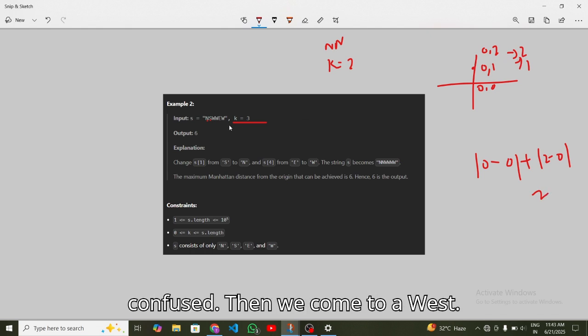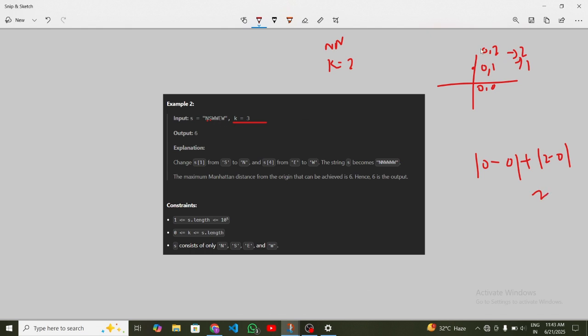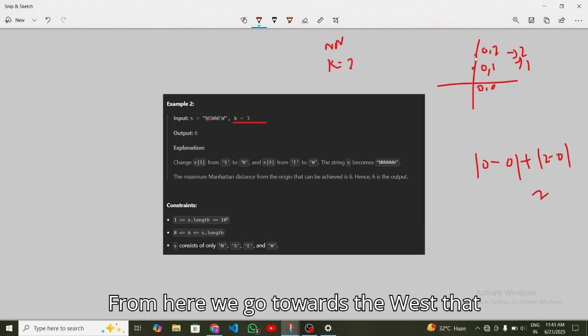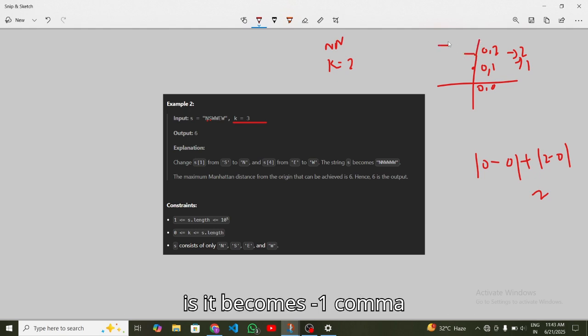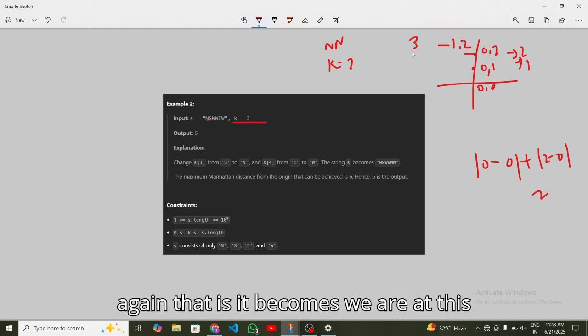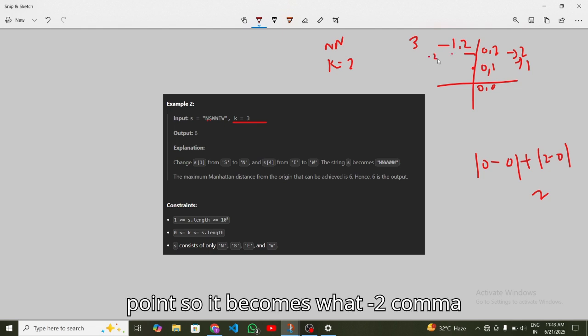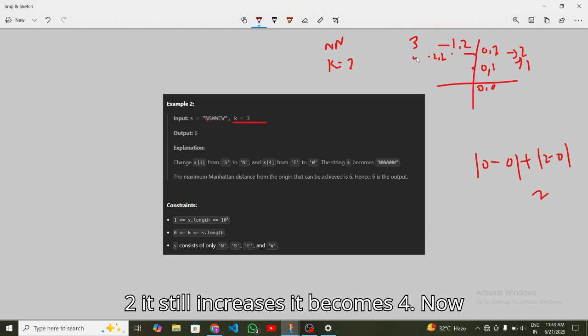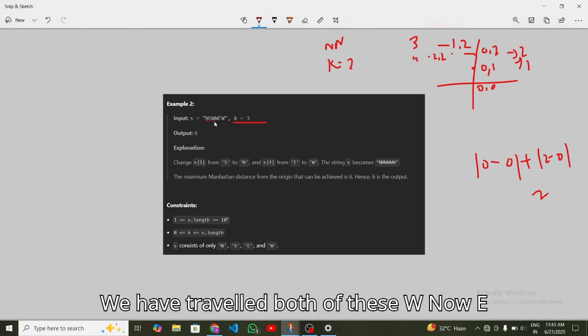Okay, don't get confused. Then we come to a west. From here, we go towards the west, that is, it becomes minus 1, comma 2. So distance will be 3. Now, after west, we go to west again. That is, we are at this point, so it becomes what? Minus 2, comma 2. It still increases, it becomes 4. Now, we have traveled both of these W.